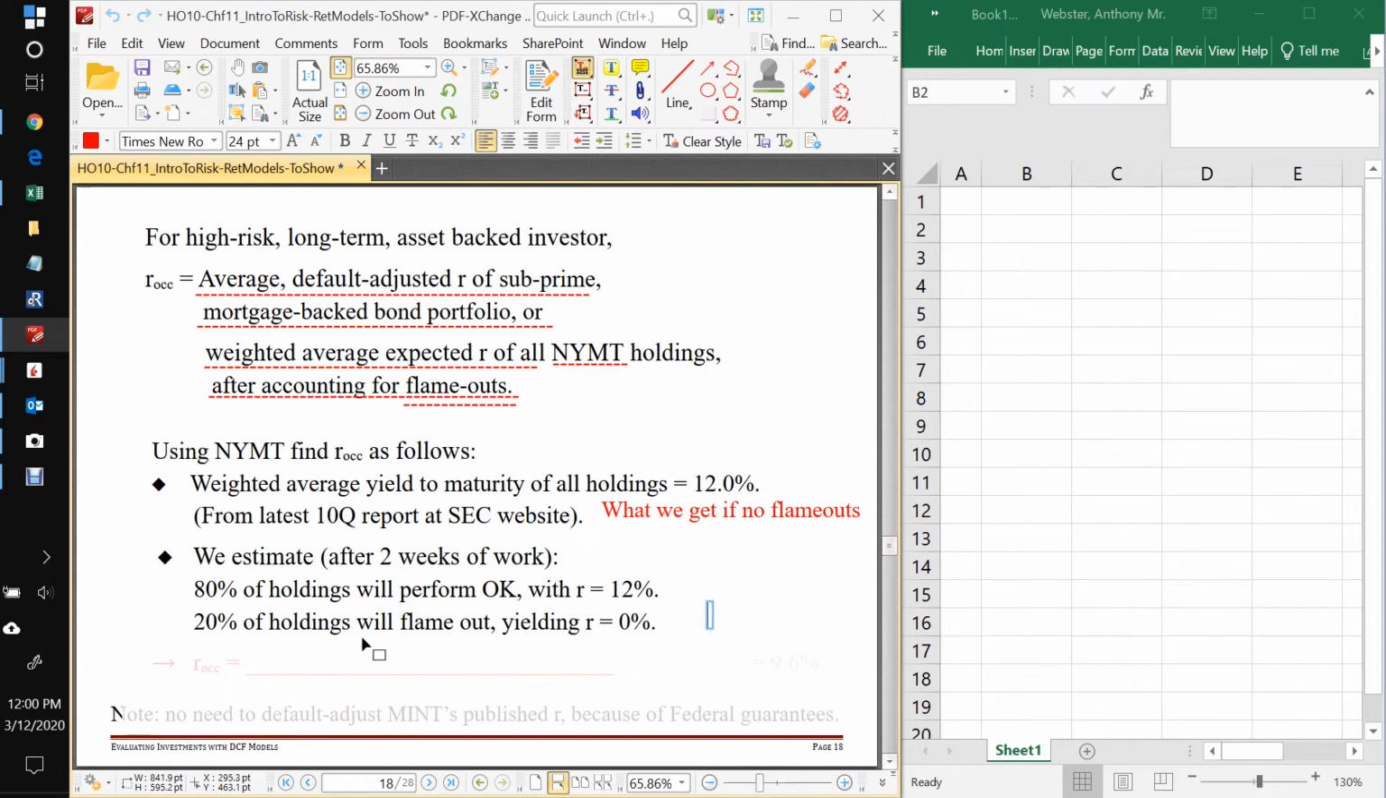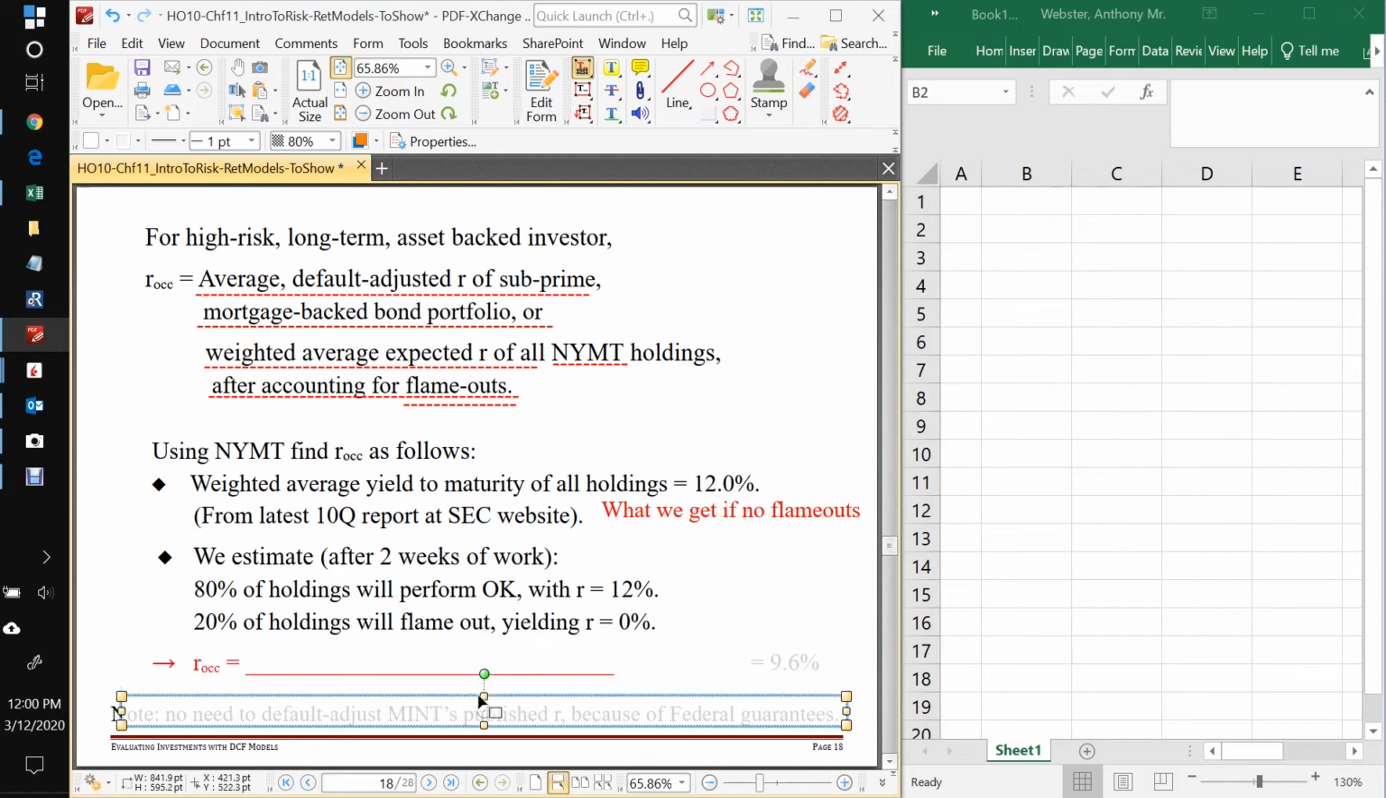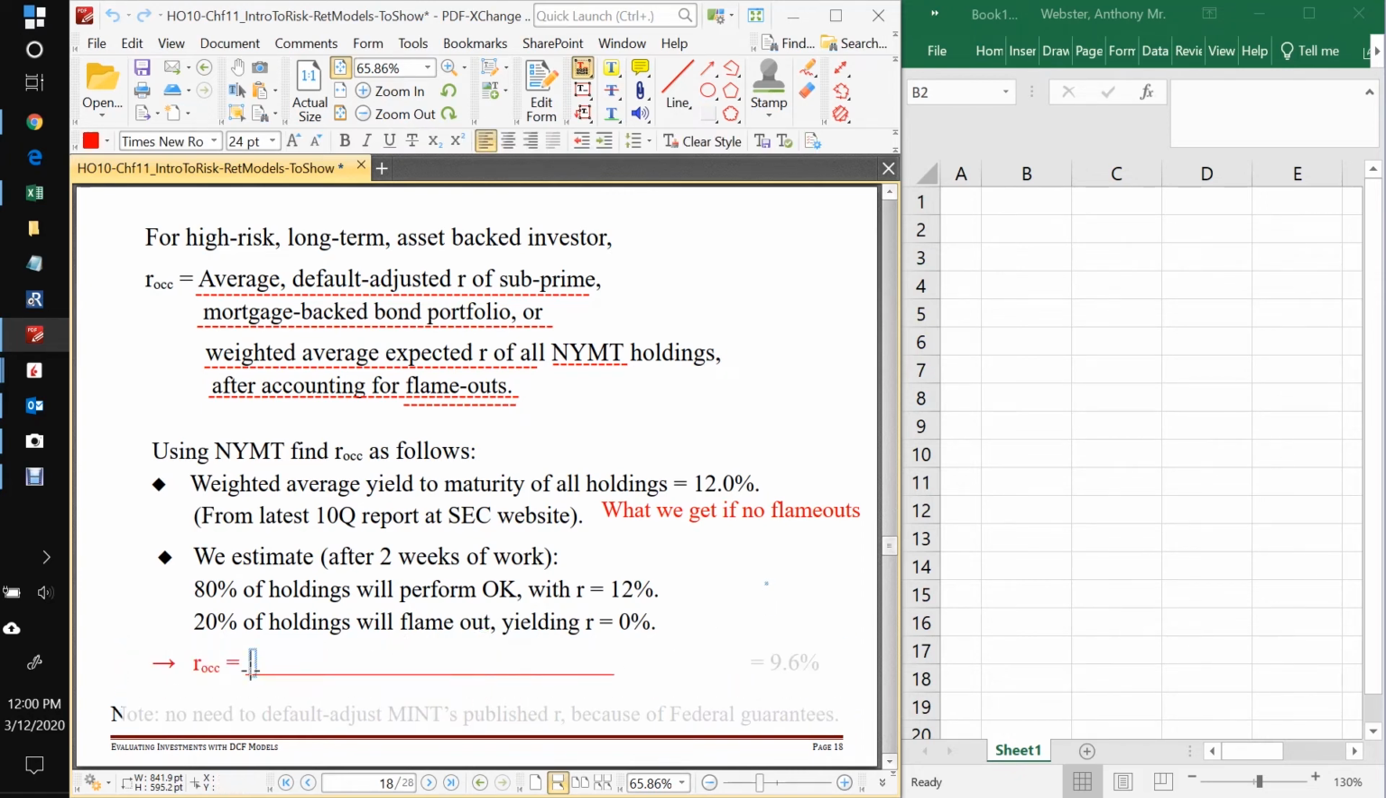However, 20% of these holdings are going to flame out. 20% of the mortgages, those structured loans, are going to go bad and yield, in our estimation, 0%. So in this case, we have to get the opportunity cost of capital as a weighted average of these two. So we need to take the weighted average. That's going to equal 80% times 12% plus 20% times 0%. And if you work that out, I think you're going to get 9.6%.